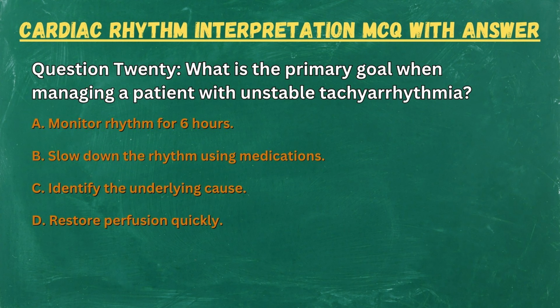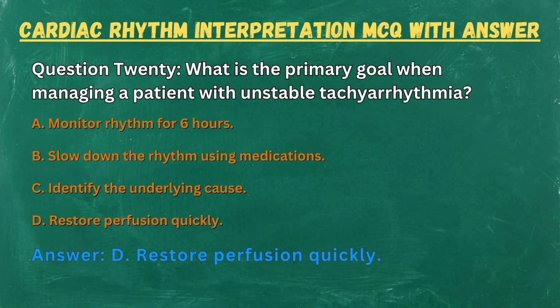Question 20. What is the primary goal when managing a patient with unstable tachyarrhythmia? A. Monitor rhythm for 6 hours. B. Slow down the rhythm using medications. C. Identify the underlying cause. D. Restore perfusion quickly.